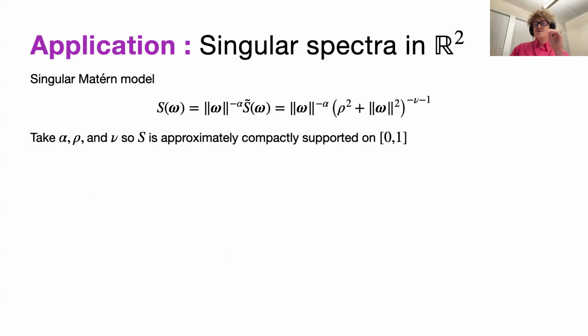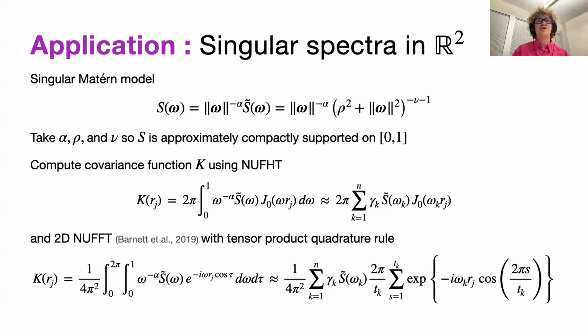Okay, so let's now see how this works in practice relative to computing methods. So again, we'll think about this singular Matern model that we talked about in the one-dimensional case for the LiDAR data. And we'll pick the parameters so that the spectral model is approximately compactly supported on the unit disk, with the norm of omega between 0 and 1. Then we'll compute our covariance function in two ways.